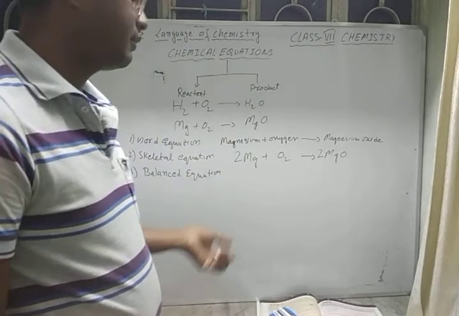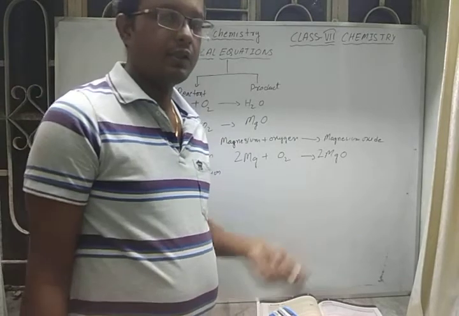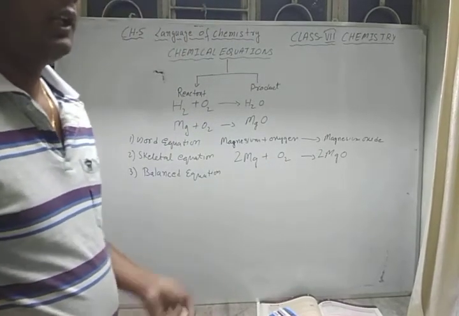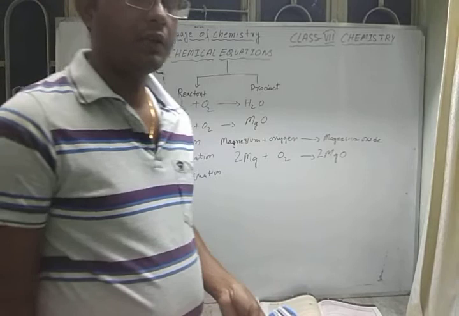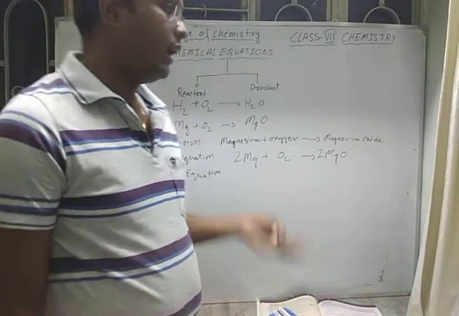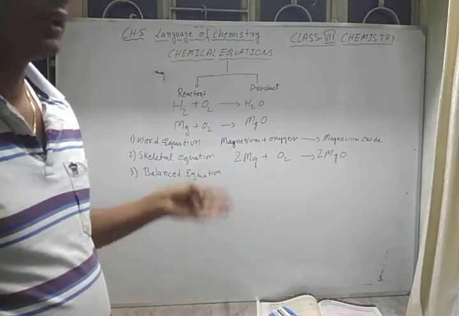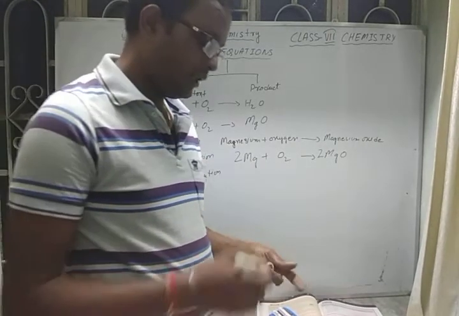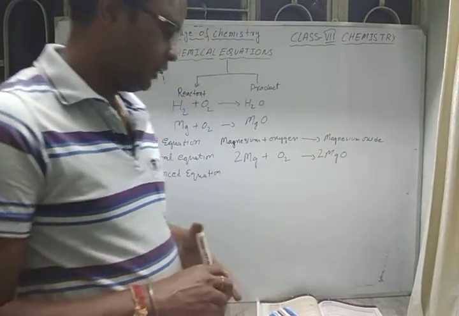So these are the 3 parts of a chemical equation. First you have to write the word equation, then you have to write the unbalanced chemical equation, or skeleton equation. After writing a skeletal equation, you have to balance it. Then it will be your complete chemical equation.